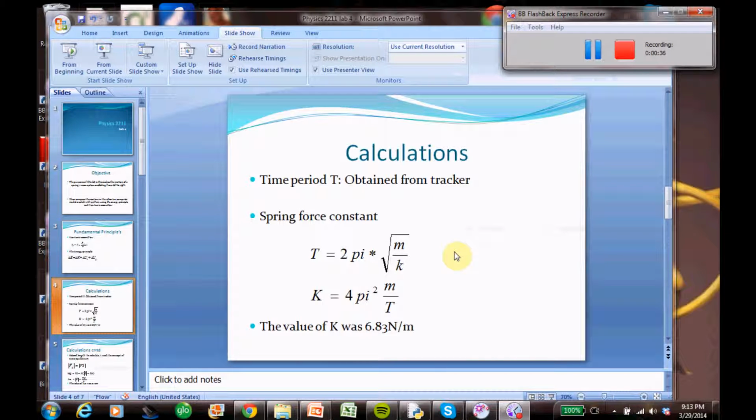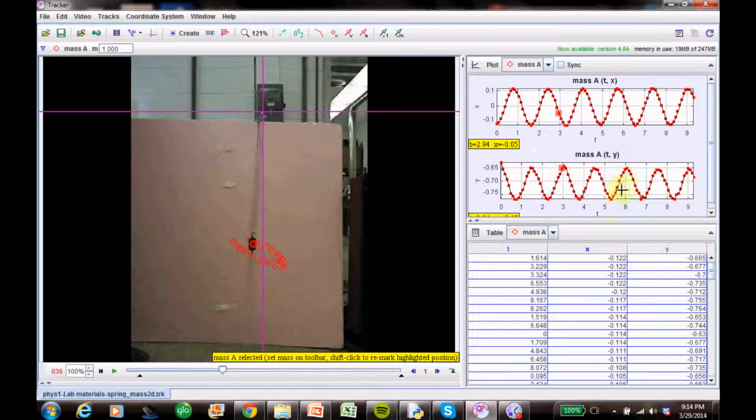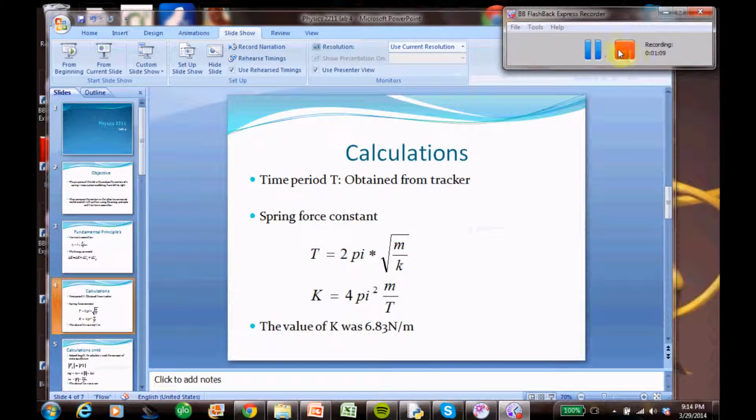Before we can begin creating a computer model, I had to calculate the spring constant. The equation for the period is given as 2 times pi times the square root of m over k. Using this equation, we can calculate the spring constant for the spring in this experiment. To find the period of oscillation, we used the graph in Tracker and found the period for 3 oscillations and divided that by 3 to find the period for 1 oscillation. The value of k was found to be 6.83 newtons per meter.